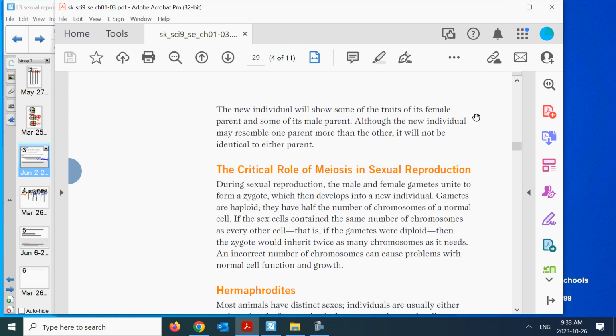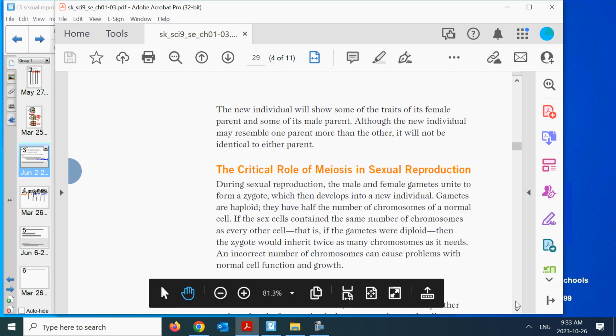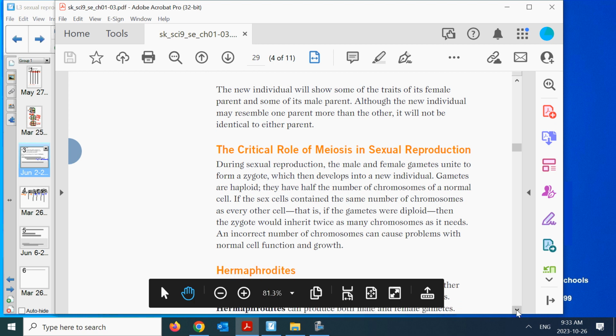The new individual will show some of the traits of its female parent and some of the other parent, the male. Although the new individual may resemble one parent more than the other, it will not be identical to either parent. Sometimes, though, just by random chance, you have siblings and you might look more like a mom, even though you're male, and your sibling may look more like the other. But you still have 50% of your genetics from each parent. Maybe the shape of your nose or facial structure resembles one parent more than the other. So we tend to say, oh, a dead ringer for dad or something. Okay.